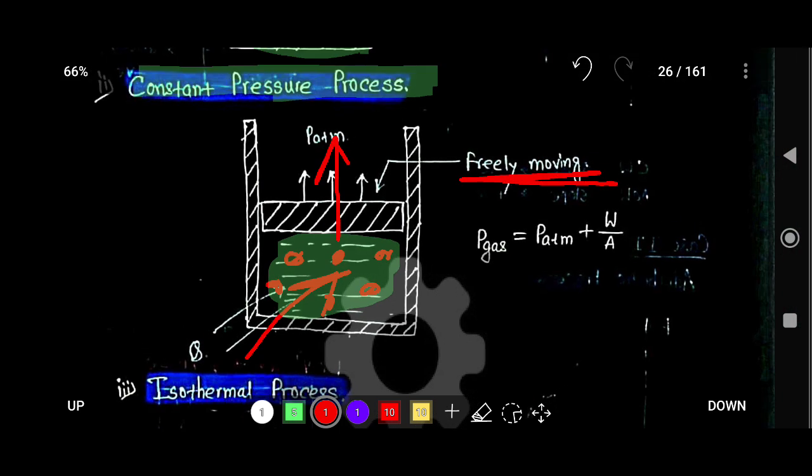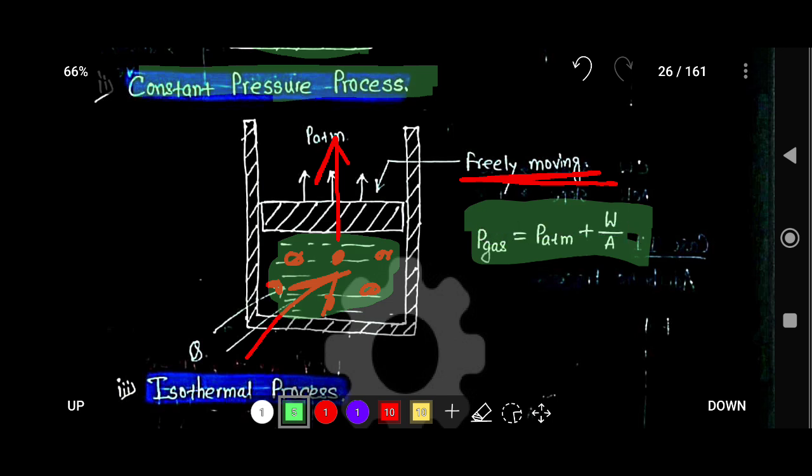Now if you want to calculate the gas pressure, that is the system pressure, the formula is P equals P atmospheric plus W by A, where W is the weight of the piston and A is the area of the piston. So this is the constant pressure process.